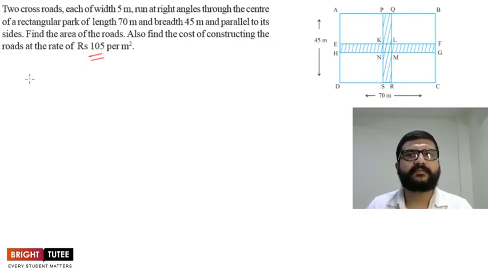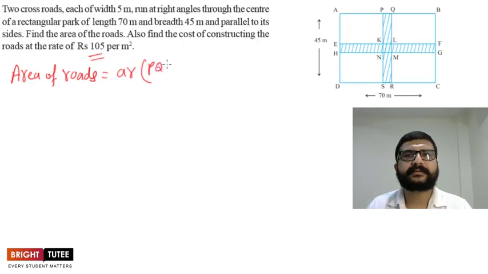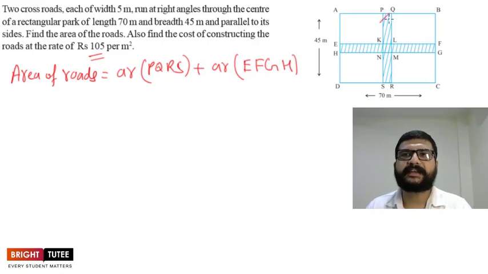So now what we can do for finding area of roads? So area of roads is equal to area of rectangle PQRS plus area of second road, which is EFGH. So area of EFGH. This is also a rectangle. Now what we did here, we have added these two areas, this one and this one.